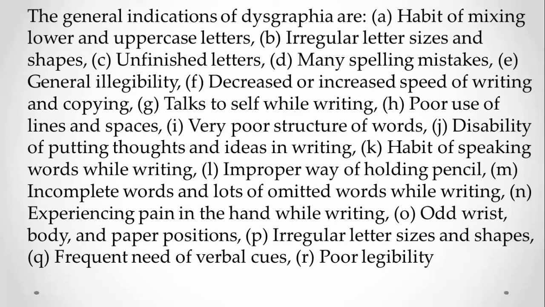Odd wrist, body, and paper position. If the child is not following the correct position of paper and wrist, it is a symptom of dysgraphia. Irregular letter sizes and shapes, frequent need of verbal cues, and poor legibility. These are the general indications of dysgraphia. So learn about this and do well.